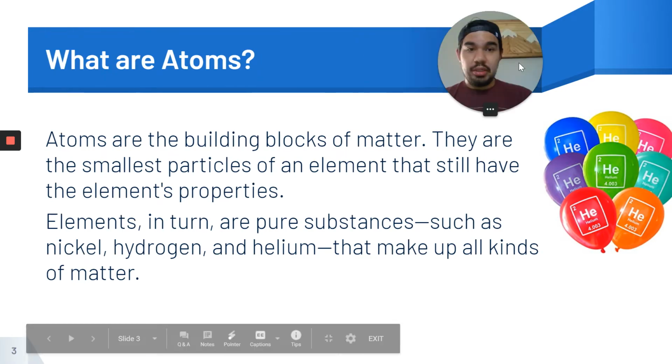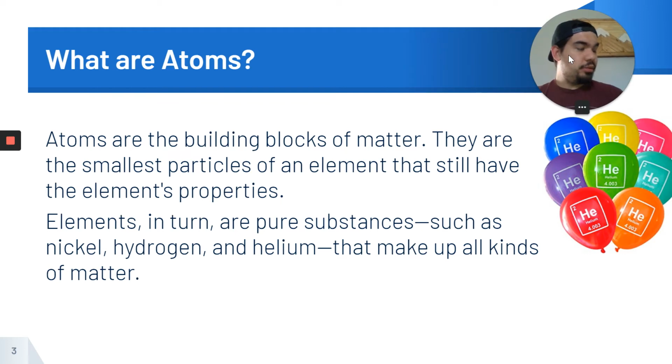All right, so let's talk a little bit about what atoms are. Okay, so atoms are the building blocks of matter. They're the smallest particles of an element that still have an element's properties. So basically, if we took a piece of wood and cut it in half, and kept cutting in half all the way until we got to the smallest little bit, the point at which we would no longer be able to cut that piece in half would be when we got to the single atomic scale, so a single atom.